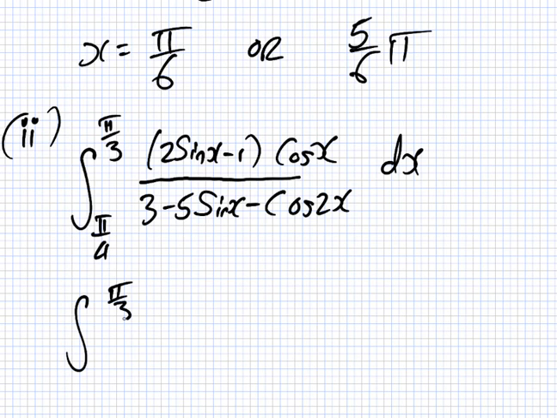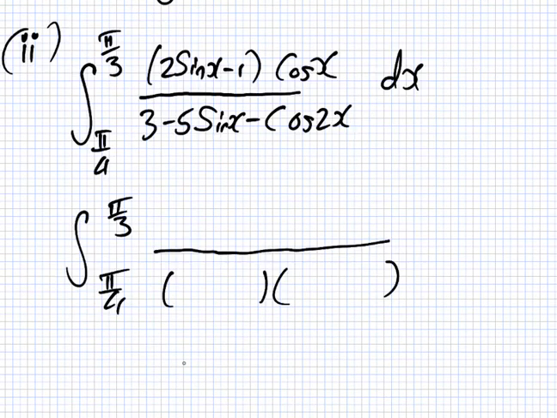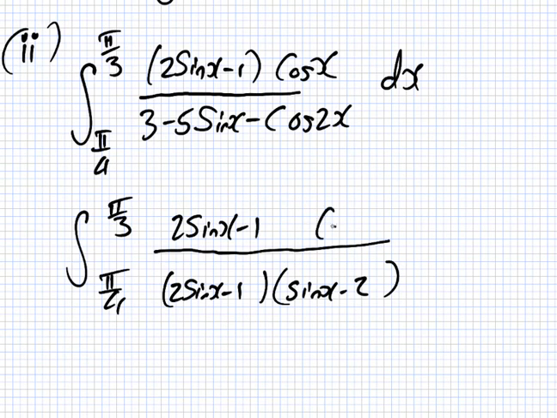Does the denominator look familiar? Have a look at the denominator. Does it look familiar? The denominator is the original from part 1. I can use my factors down below here. 2 sine x minus 1, and then sine x minus 2. 2 sine x minus 1 cos x.